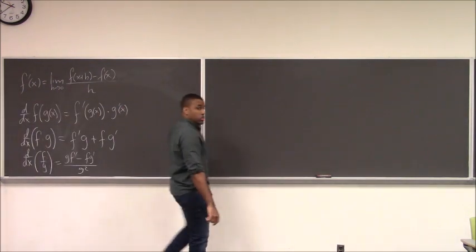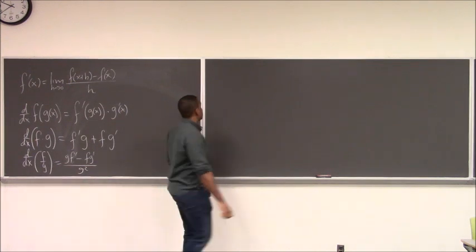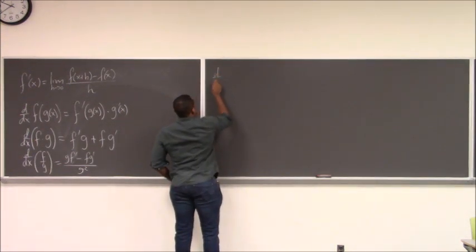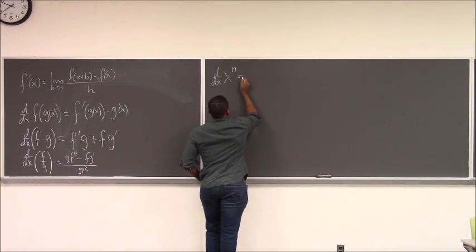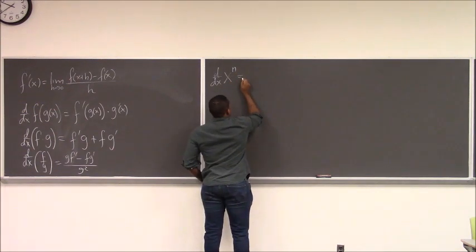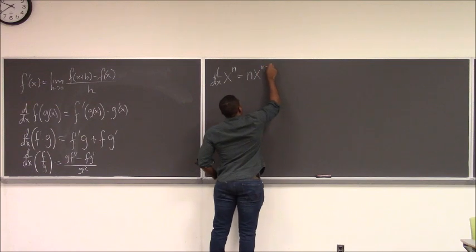State the power rule. The derivative of x to the n is equal to x to the n minus 1 times n prime? Times what? No. It's equal to n times x to the n minus 1. What is n here?